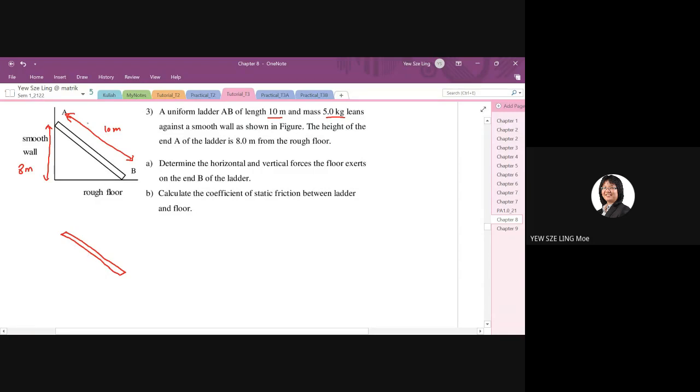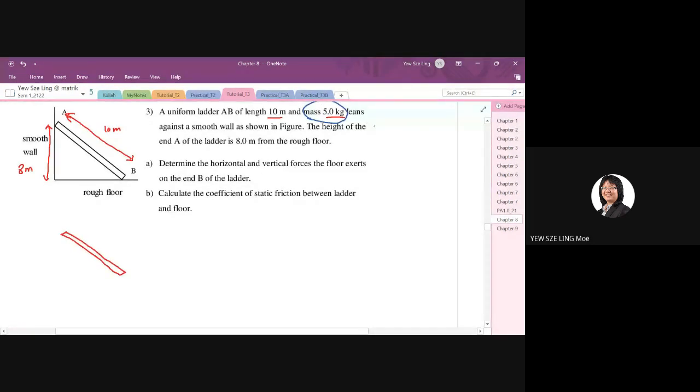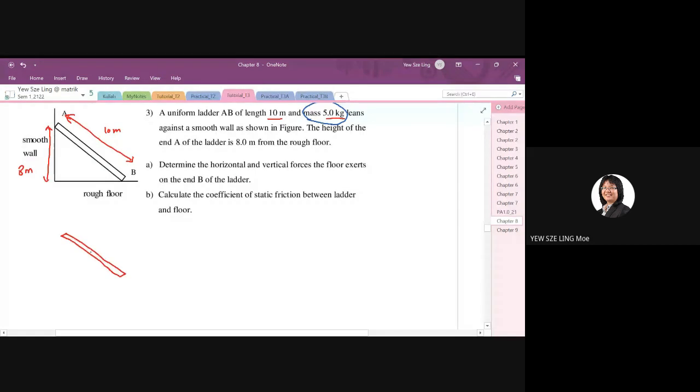So first, now we have the object, we are going to sketch the free body diagram. Look at the question. The question tells you this ladder comes with mass. The ladder is an object, and this object has a mass of 5 kg. So where should I put this 5 kg? When you have a rod-like object, the location of the mass, we say, is concentrated at the midpoint of the length of the object. So it is 5 meters from either end. It is located at the midpoint. This is what we call the center of gravity.